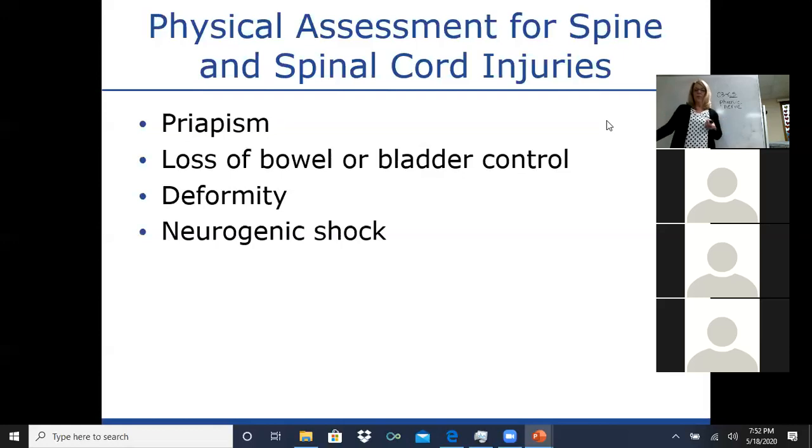We talked about deformities, and if you see an actual deformity, it is bad. So definitely don't palpate, don't do things to make it worse. Be very careful with moving the patient and make sure that you're taking full consideration of C-spine. And we'll be doing some backboarding and all of that.